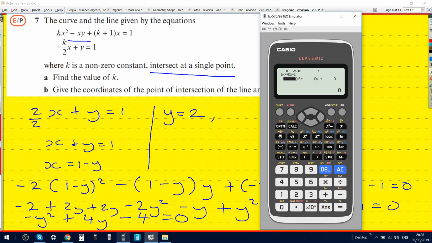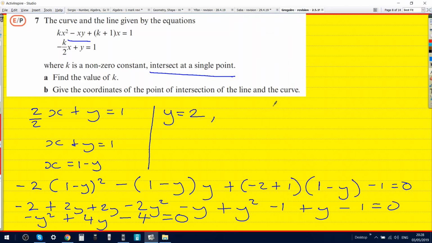Is that full marks? No, we need to find x, so we can substitute in 2 to the bottom equation. Yeah, just 2. And in fact, we here made x the subject. So x equals 1 minus 2, so x equals minus 1.